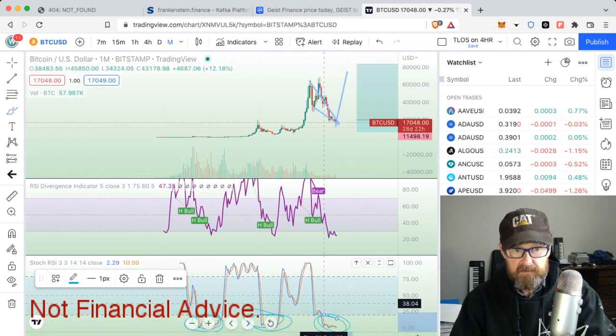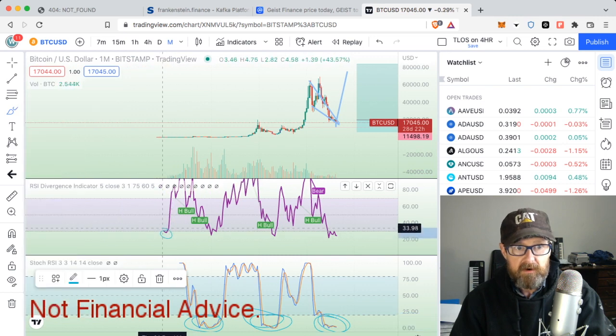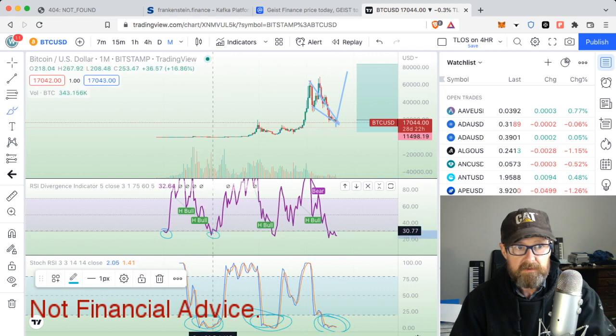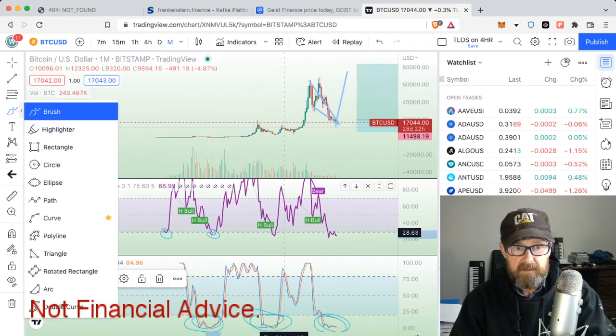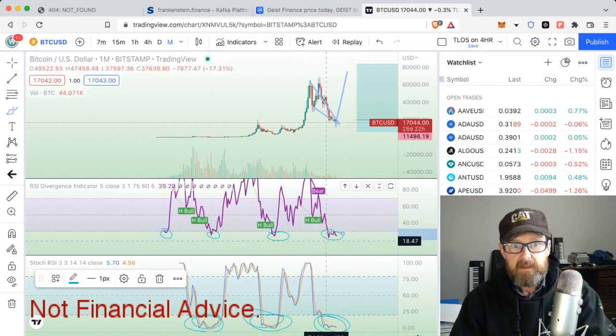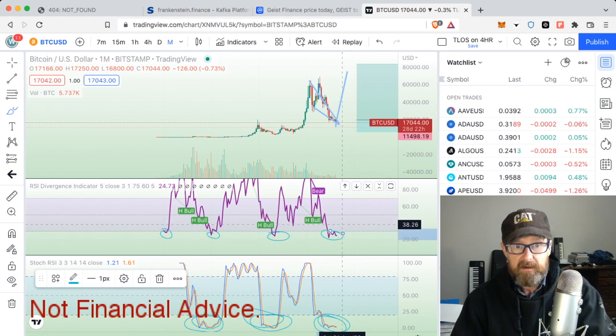There's a very similar pattern over here on the RSI. Right here, it is oversold. On the RSI, it is oversold. All right. Let's go over here. It is oversold. And then it is oversold. All right. What does that mean? I'll just show you.